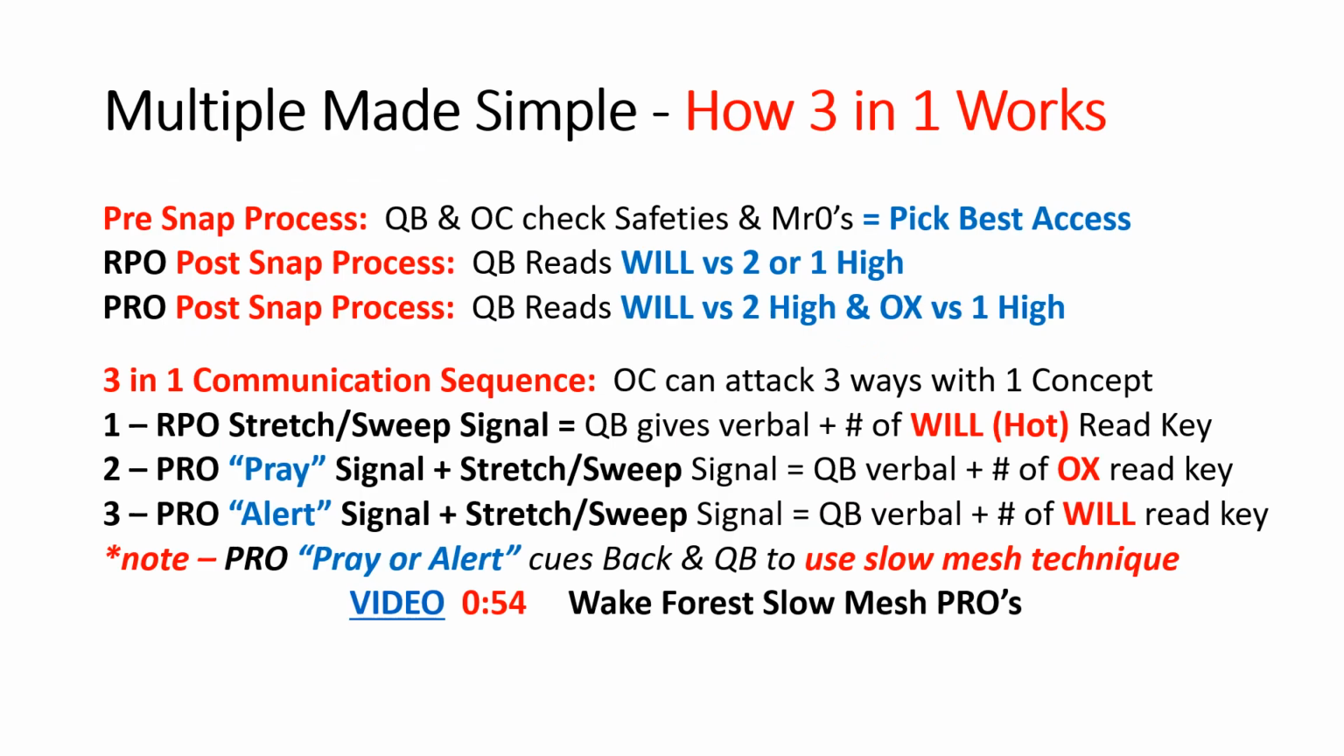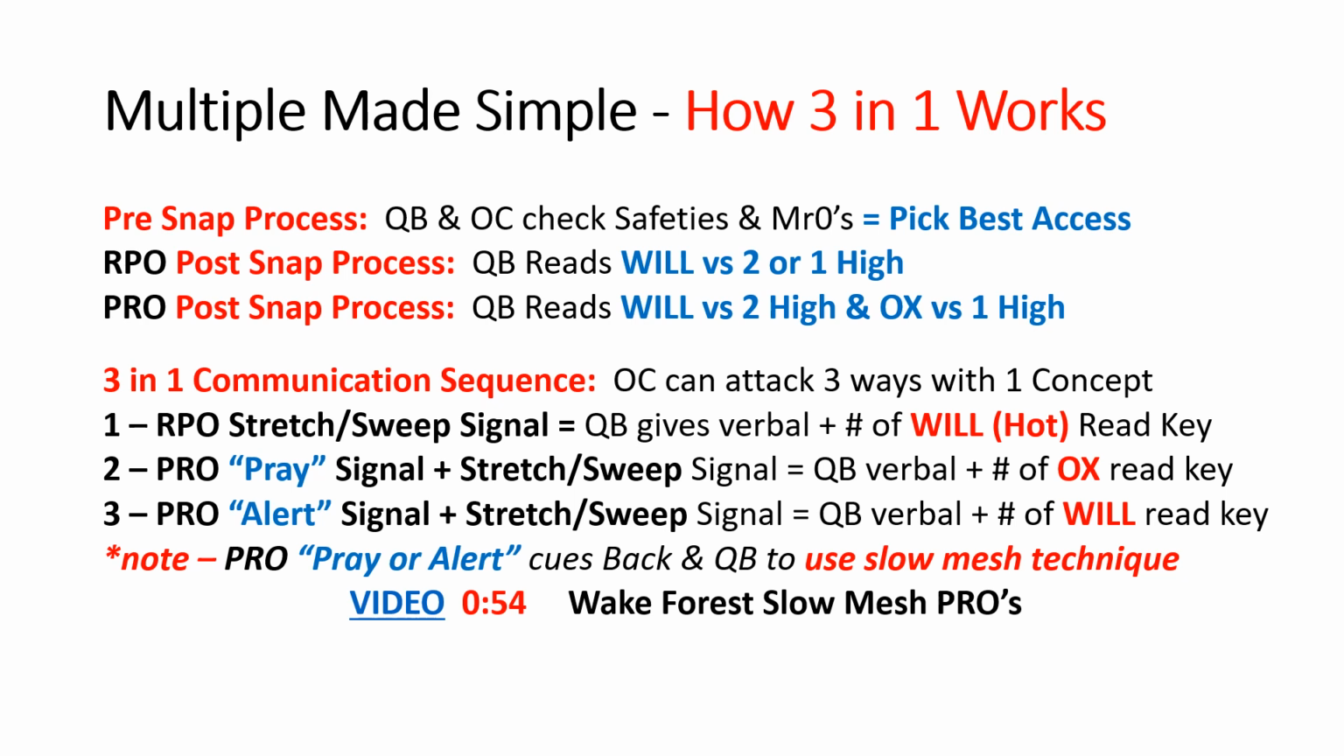Last, you can see now we've made multiple simple, and I want to show you quick how this 3-in-1 works. With the pre-snap process, every play the quarterback and the OC must check safeties to Mr. Zeros. And then we know we can pick our best access. With RPOs on the outside zone or the sweep pin and pull, the quarterback will always read the will versus 2 or 1 high. With our pass run options, now the quarterback will read and pick best access, and that will be the will versus 2 high and the ox versus 1.